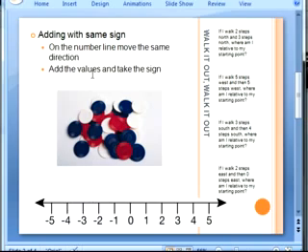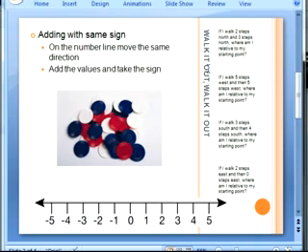Okay? Now we know this because we are adding numbers with the same sign. These were both losses. They were both negatives. So on the number line, we ended up moving in the same direction. And because we moved in the same direction, we could have added the values 2 plus 2 and taken the sign of negative because both 2's were negative. Okay? Now let me have you think about this.